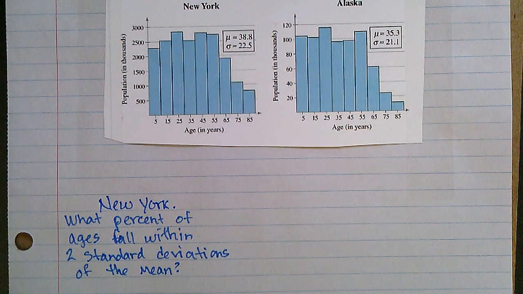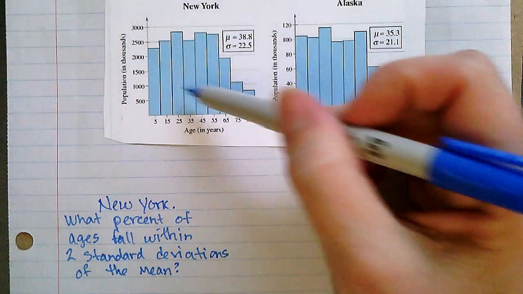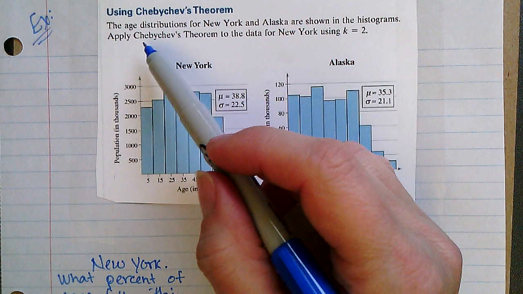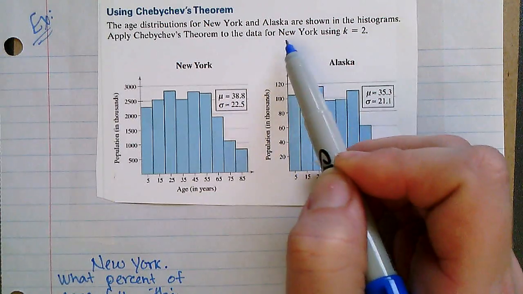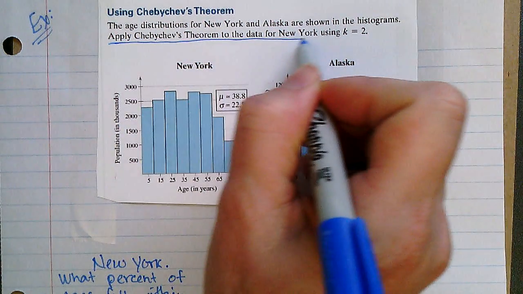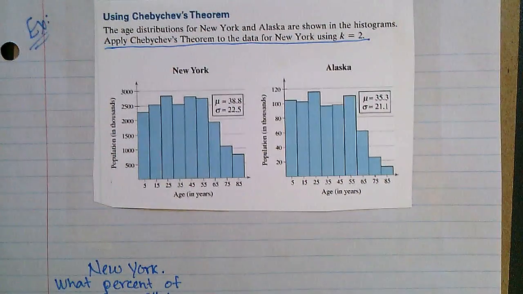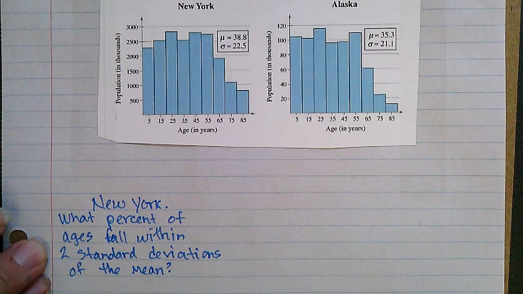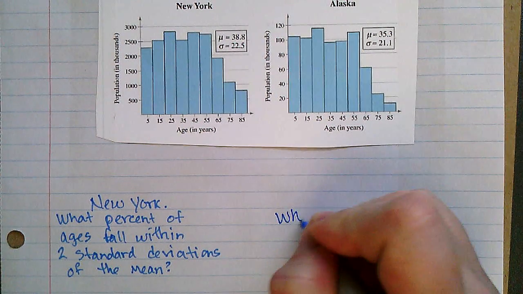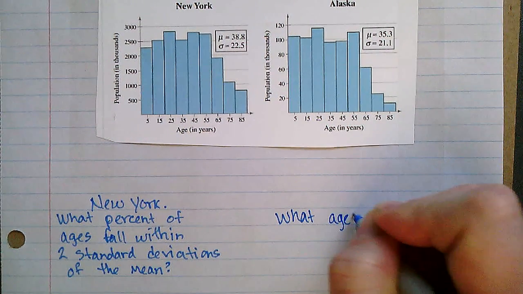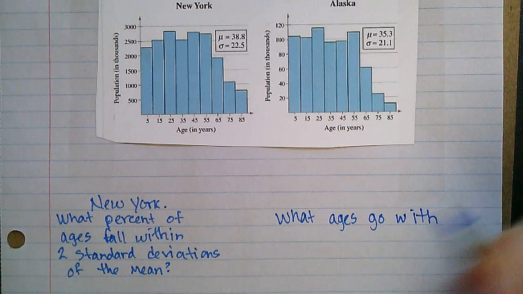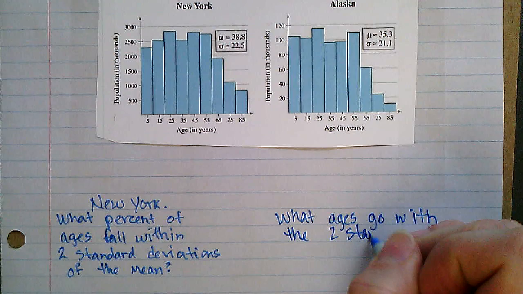Okay, so they've given us this distribution, and it tells us to apply Chebyshev's theorem to the data for New York using k equals 2. I guess those are our instructions. That's what we're supposed to be doing. And what that means is to figure out what percent of ages fall within 2 standard deviations of the mean. And then we're also going to figure out what ages go with the 2 standard deviations so that we can make a sentence.